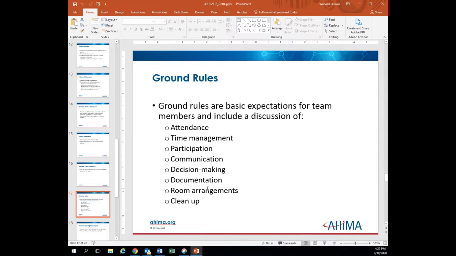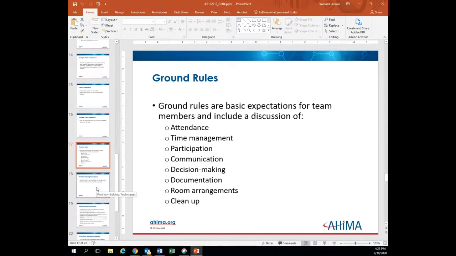The time management, when are the meetings going to be held, how long they're going to be each time they meet, the participation expectations, the communication expectations, decision-making process, documentation, how we're going to do that, arranging the rooms, cleaning up, who's responsible, etc. And the list could go on and on, but the ground rules need to be established and everybody should be familiar with those ground rules. Okay, when we're not familiar with the ground rules, it causes a bit of chaos. So forming those ground rules is important.